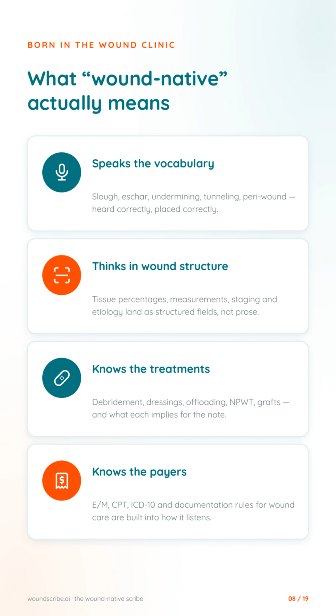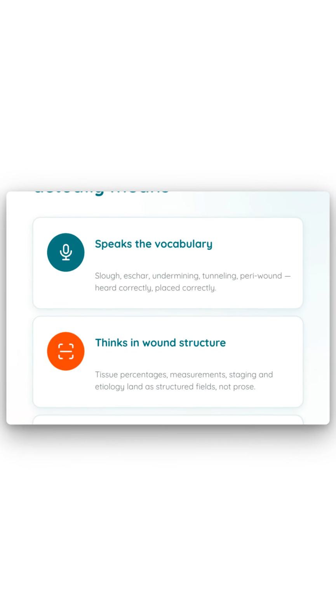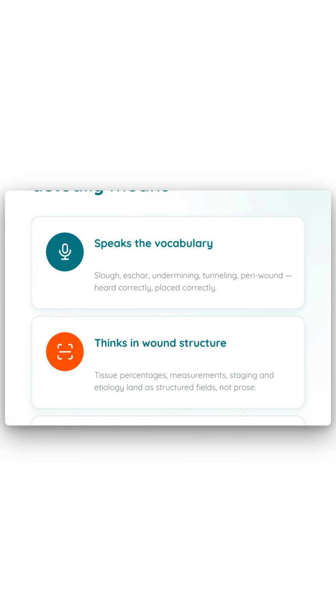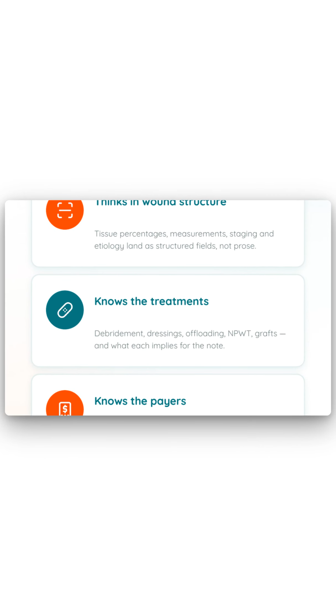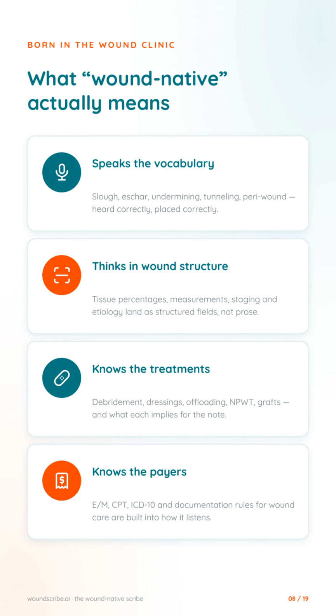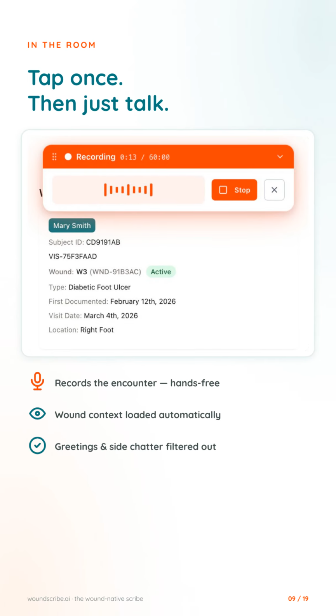4 things, and each one changes what the scribe can produce. It speaks the vocabulary: slough, eschar, undermining, tunneling, heard correctly, and placed correctly. It thinks in wound structure, so tissue percentages, measurements, and staging land as fields, not prose. And it knows the treatments and the payers: debridement, NPWT, grafts, plus EM, CPT, and ICD-10 rules baked in.